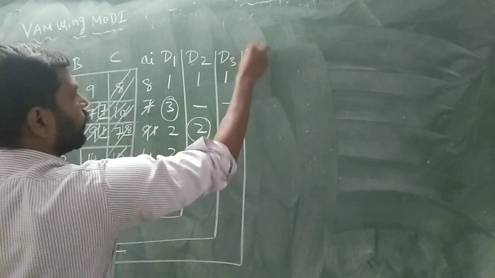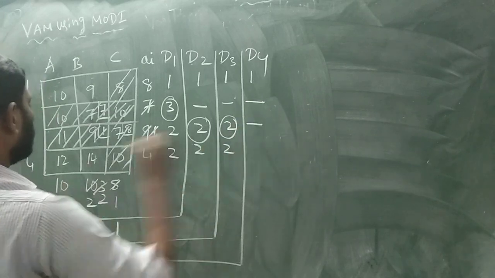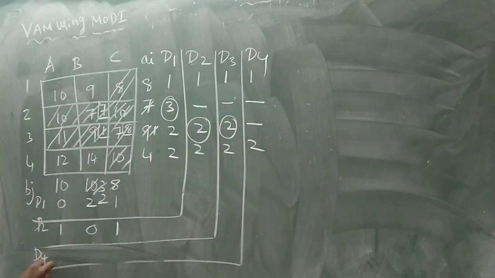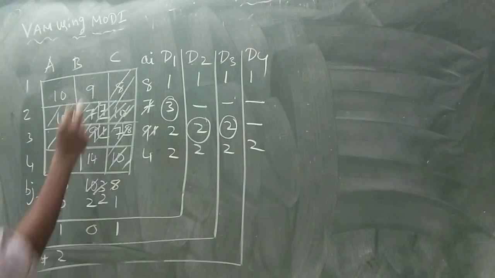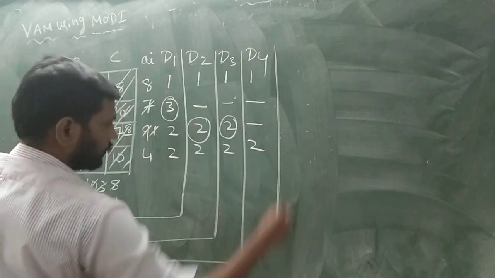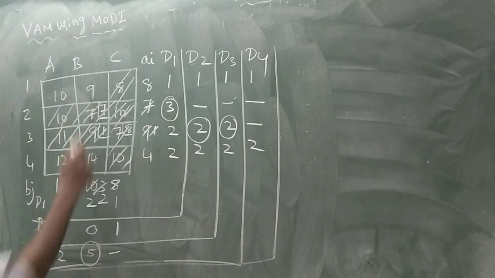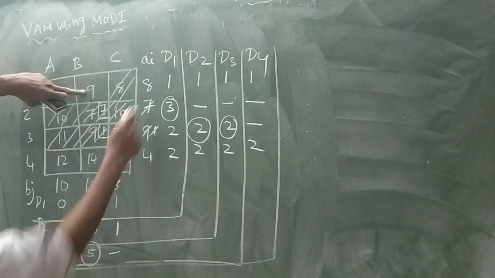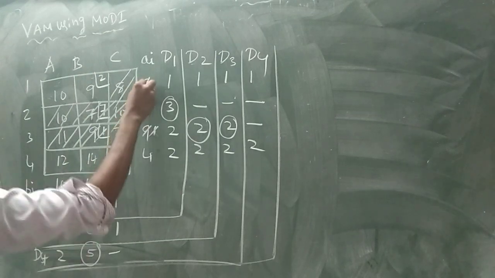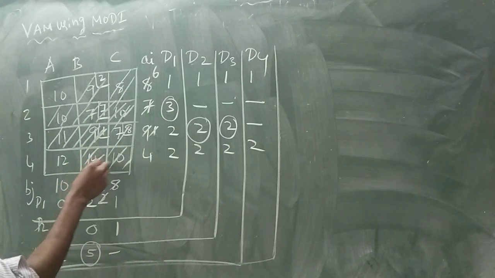Next is D4. Differences: 9, 10, difference 1; no value; no value; 12, 14, difference 2; 10, 12, difference 2; 9, 14, difference 5; no value. In D4, the highest value is 5. This is in the second column, where the least value is 9, then 8 and 2, minimum is 2. I subtract this, remaining 6. In this column there is no remaining value, so I cancel the entire column.